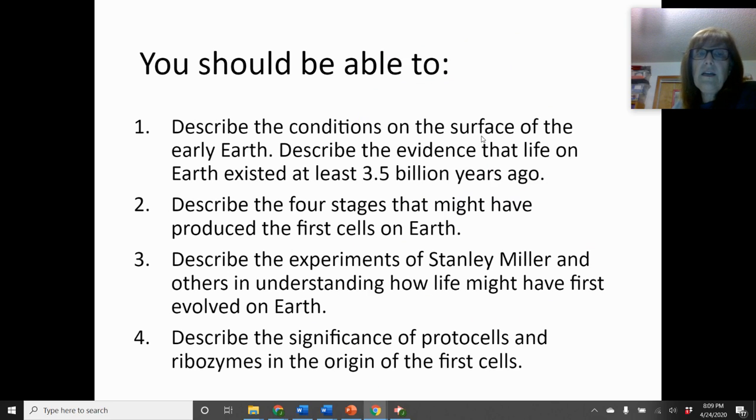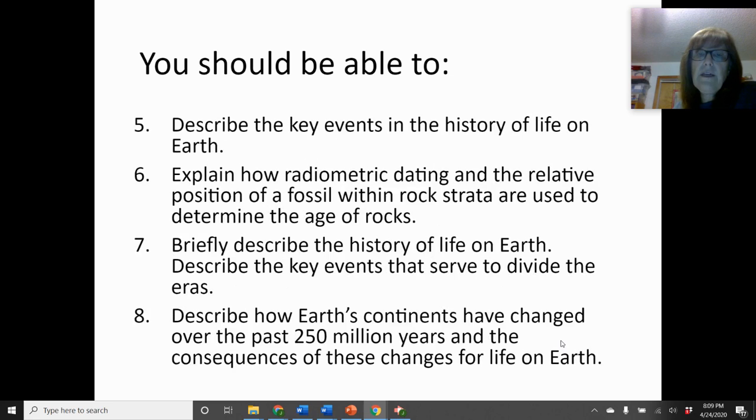So at this point in time, you should be able to describe the conditions on the surface of early Earth. You should be able to describe evidence that life on Earth existed 3.5 billion years ago. You should be able to describe the 4 stages that might have produced the first cells on Earth. You should be able to talk about Stanley Miller's experiment in understanding how life might have first evolved on Earth. You should be able to describe the significance of protocells and ribozymes.